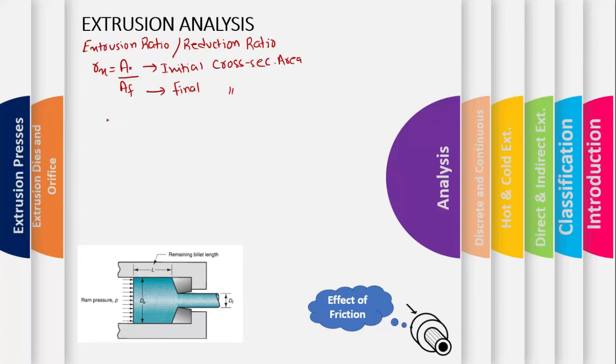Because our primary concern is to reduce the cross-section area, we have a certain cross-section area A naught, and after the extrusion we have a certain cross-section area AF. So the only strain that is being produced here is the cross-section area that is measurable. So the true strain would be equal to ln of A naught by AF, or we can also write it as ln of Rx, that is the reduction ratio.